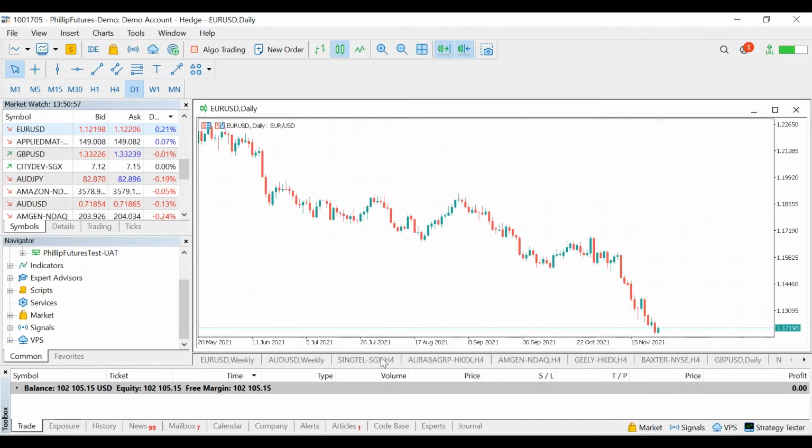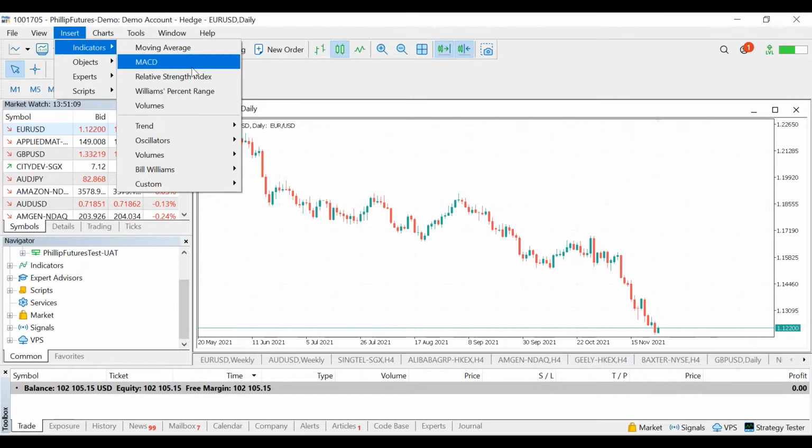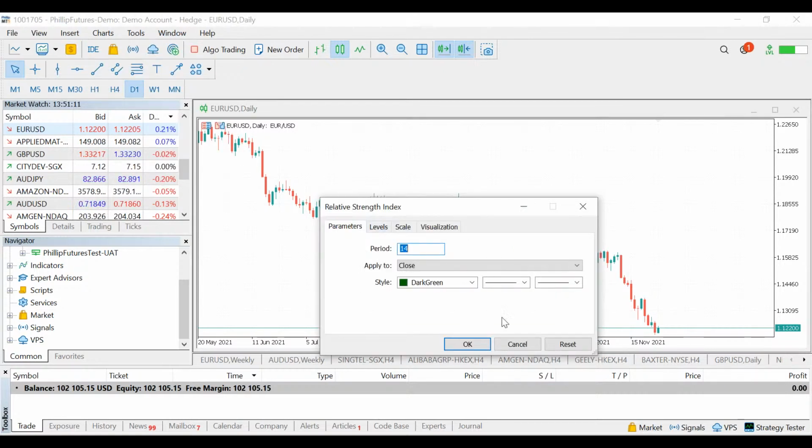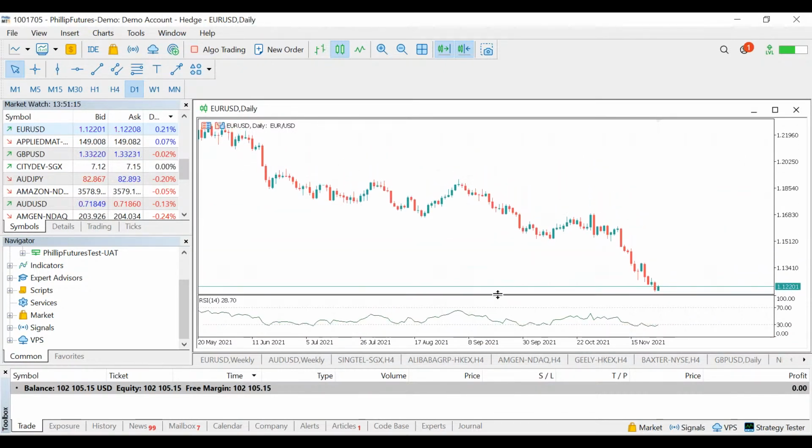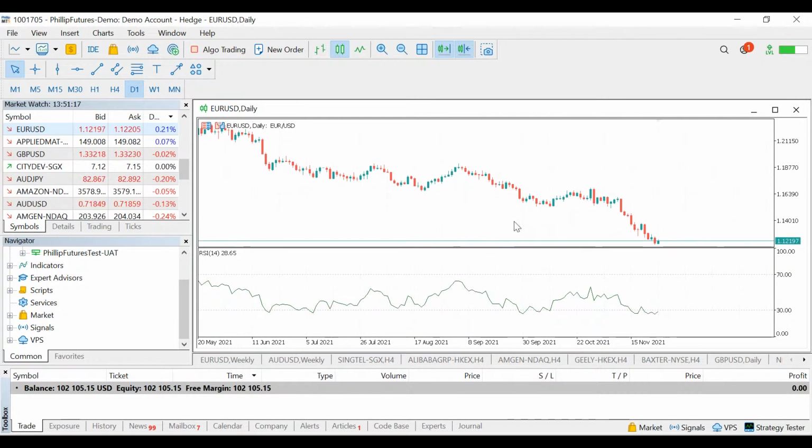Let's say you want to look at some trading technical indicators. There are a few ways. One way is you can go to insert, then indicators, and choose Relative Strength Index. This is a popular trading tool, which essentially means that when it's below the 30 level, it is oversold, and when it's above 70, it is overbought.